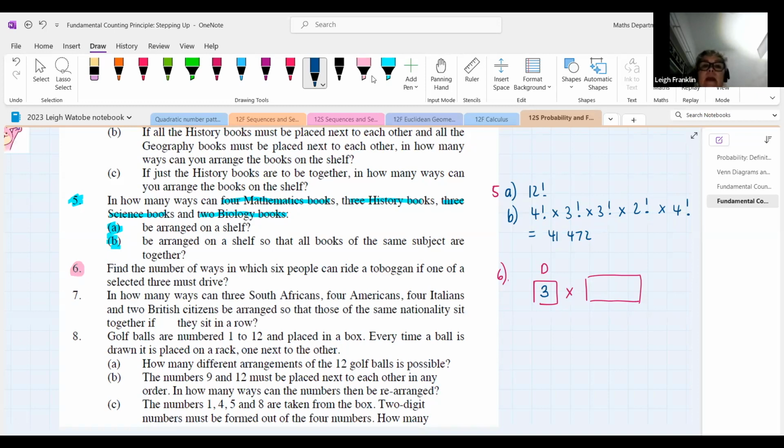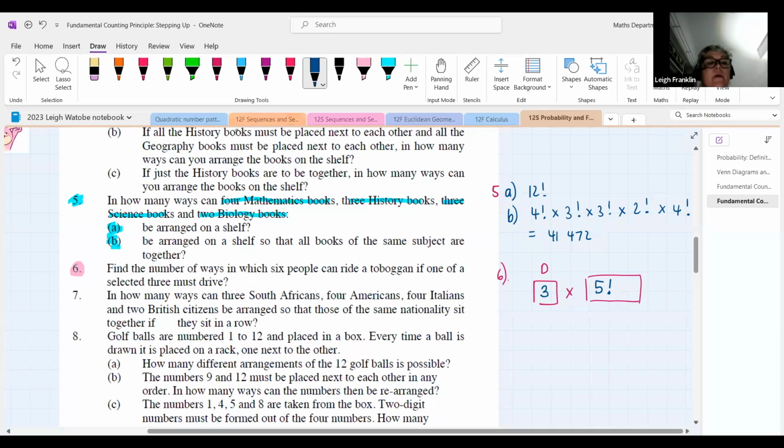How many people are left? That's it, iPhone. There are 5 people left. Yes, Miss Cindy. All right, so the rest of the toboggan can be filled with 5.